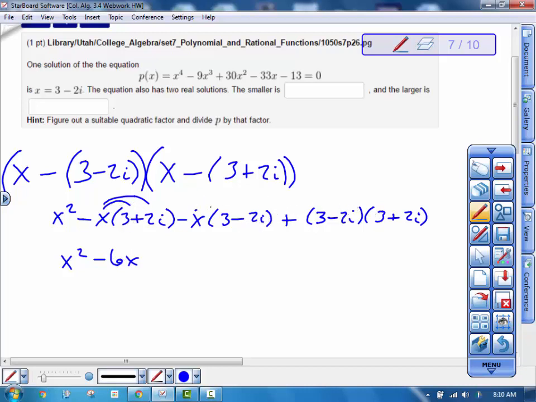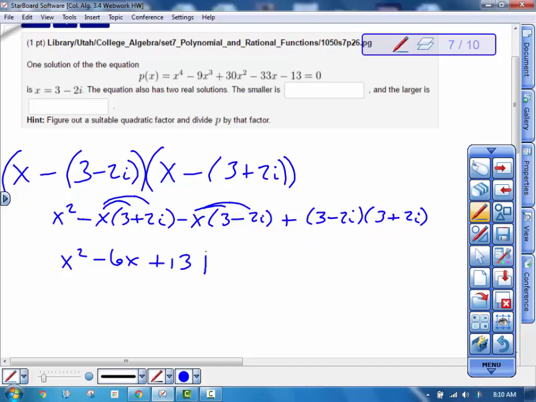But same thing here, you know. So over here we get 3 times 3, which is 9. And then the middle terms cancel, and the last terms are minus 4i squared. So i squared is negative 1, so it's 9 plus 4, which is 13. So here's my quadratic right here that you'll get if you FOIL this all out and simplify.